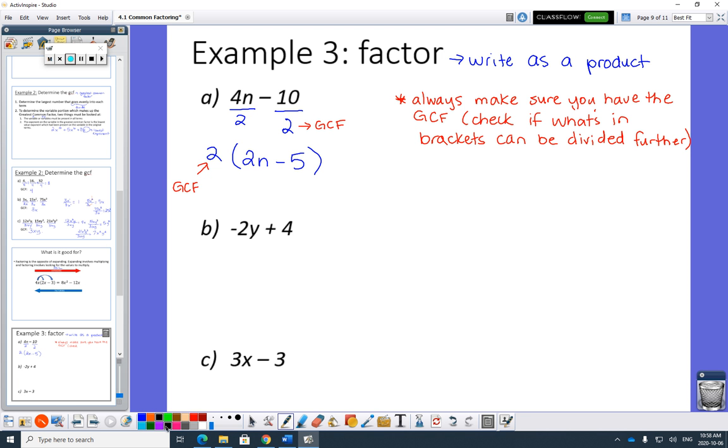You can check by expanding. Okay, so, or redistribute, right? So 2 times 2n is 4n. 2 times negative 5 is negative 10. Do you get this? Yes. This question, it doesn't say here to check, but you can always do that.